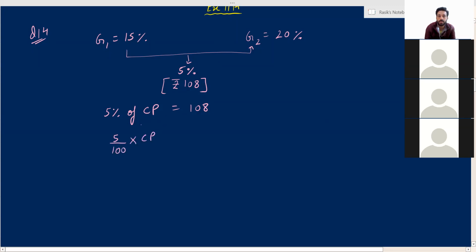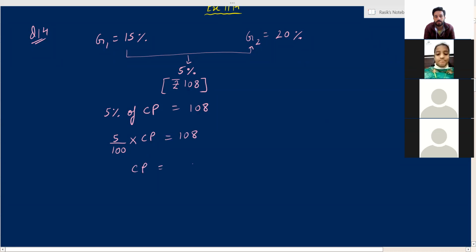This is a very easy question. There are some other ways also of doing the question, which are a bit lengthy. This is very simple to solve, but you have to use a little more brain for this one. Simple logic you have to use. You have to think about it. What is the logic of the question? For getting an extra 5% gain, we are increasing the price extra. How much? 108 rupees extra. So that means 5% of cost price is equal to 108. I hope the equation is clear.